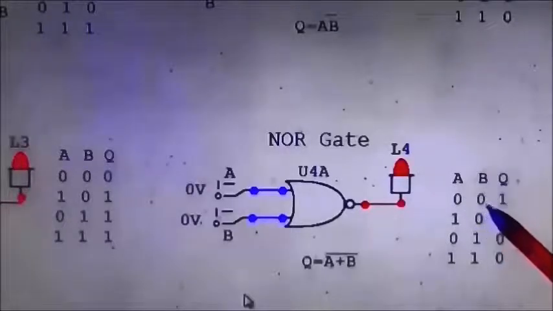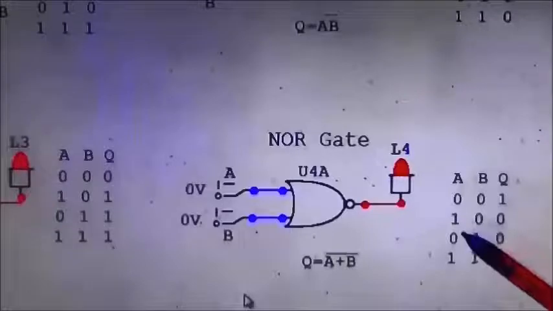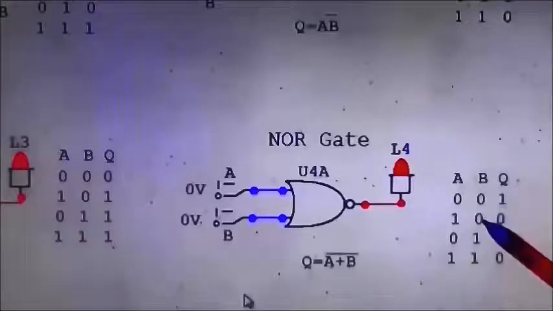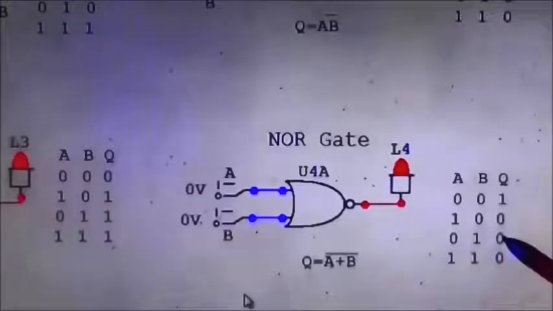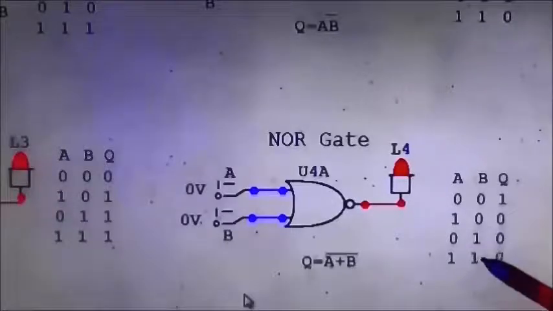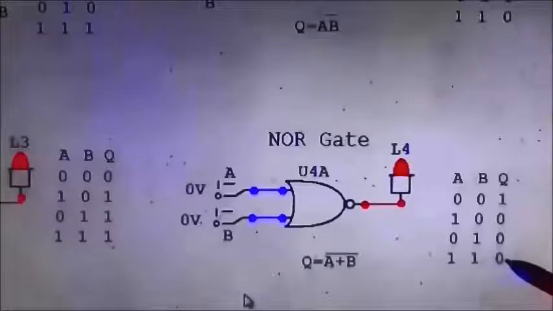0 plus 0 equals 0, and the opposite of 0 is 1. 1 plus 0 equals 1, and the opposite of 1 is 0. 0 plus 1 equals 1, and the opposite of 1 is 0. 1 plus 1 actually equals 2, but remember, for the purposes of this exercise we're calling it 1 anyway, and the opposite of that would be 0. And there we are, so we know the NOR gate works too.